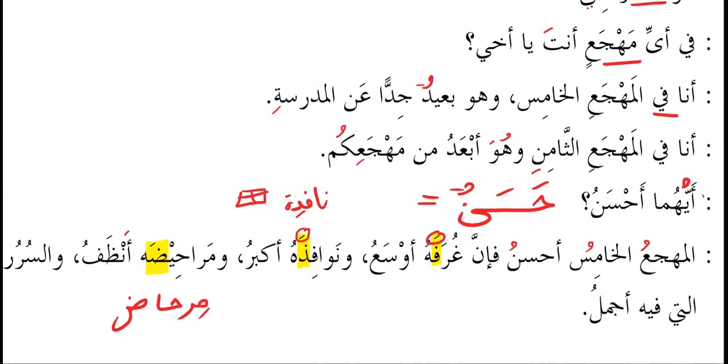And then wa surura allati fihi ajmalu. So marahida is ism inna al-thalith. It's the third ism inna. And anzaf would be the third khabaru inna. Was-surura allati fihi ajmalu. And again, so this is the fourth ism inna. Was-surura allati fihi ajmalu. Naam.